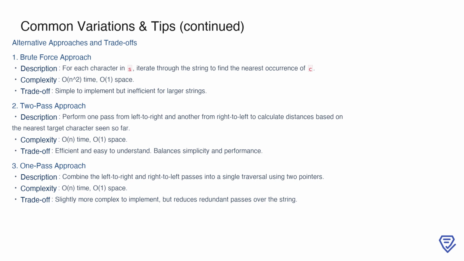For those looking to optimize further, there's the one-pass approach, which combines the left-to-right and right-to-left logic into a single traversal using two pointers. While this method also has O(n) time complexity and O(1) space, it's slightly more complex to implement but reduces redundant passes over the string, making it an elegant solution for those comfortable with more advanced logic.